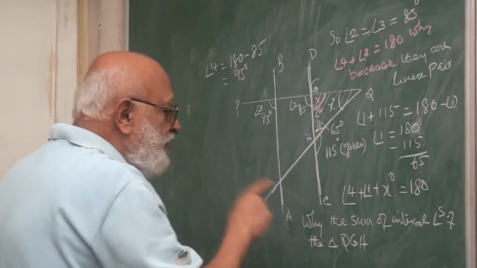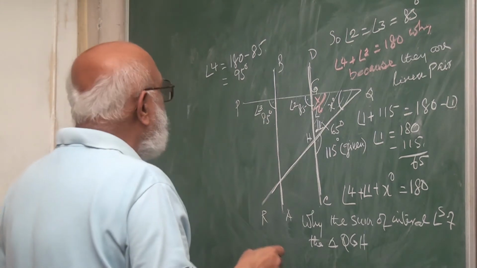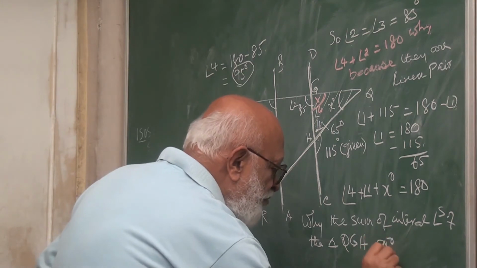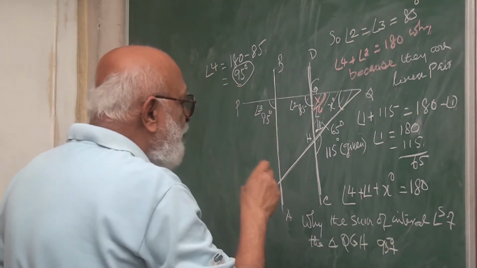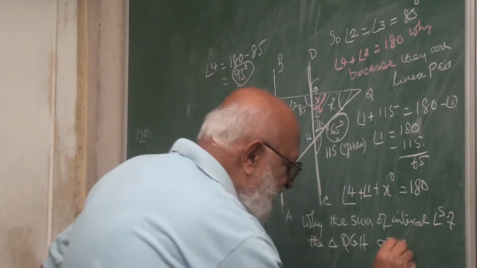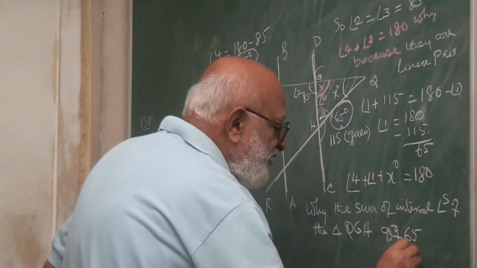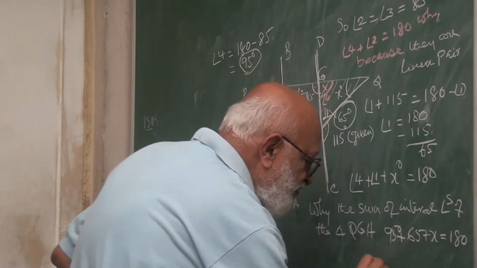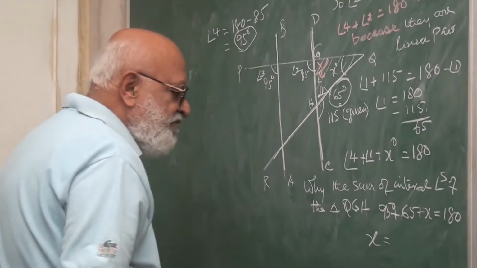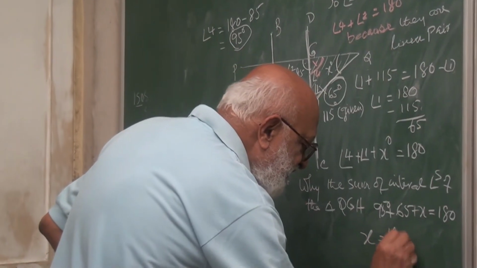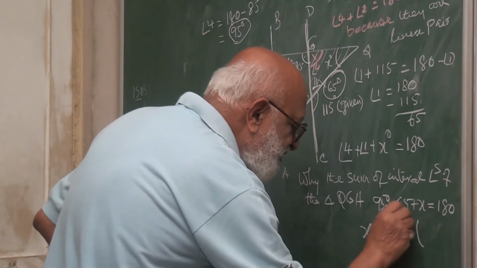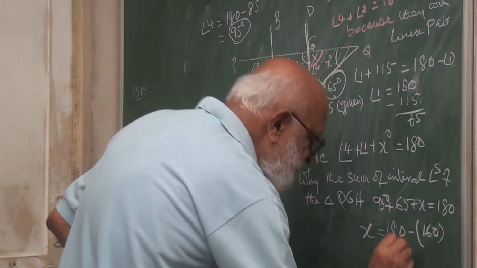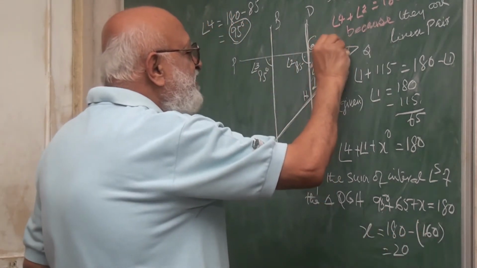So let me put values of angle 4. Angle 4 is equal to 95, plus angle 1 is equal to 65, plus x is equal to 180. So what will be x? It will be 20 degrees, because 180 minus 95 is 85, minus 65 is 20. So this is done. This is 20 degrees.